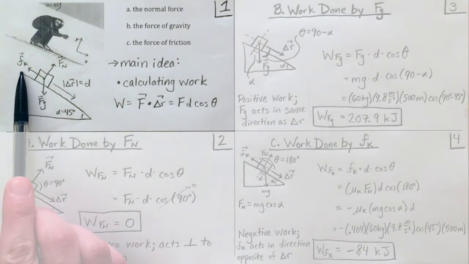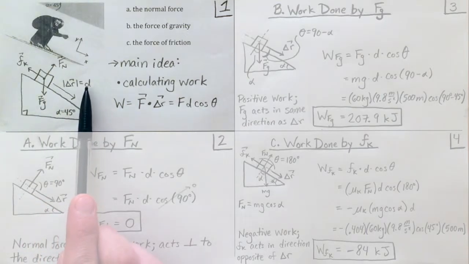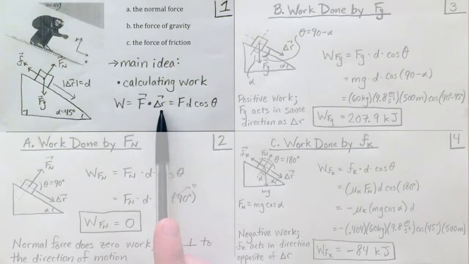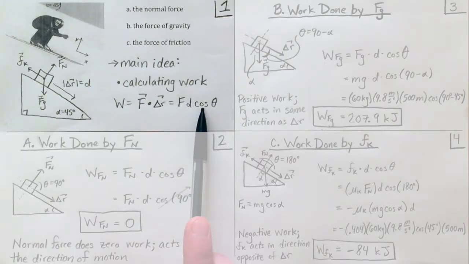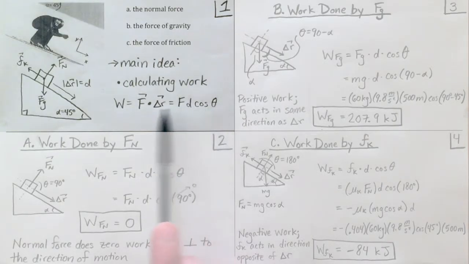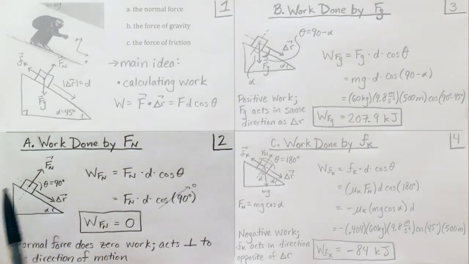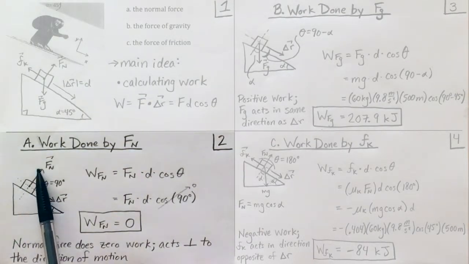In all cases, the change in displacement will be equal to the length of the hill, which we've called d. So the dot product can be simplified to the magnitude of the force in question times the distance d times cosine of the angle between these two vectors. The normal force on the skier acts perpendicular to the slope, whereas delta r acts parallel to the slope. So the angle between these two vectors is 90 degrees.